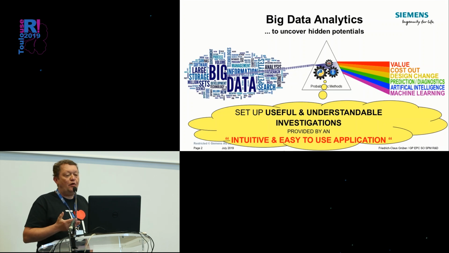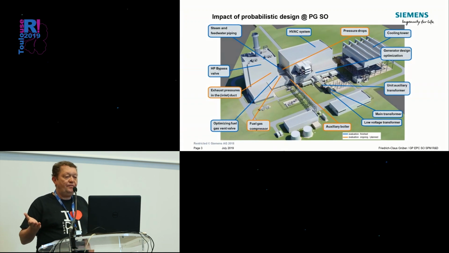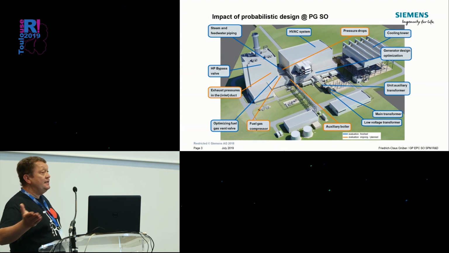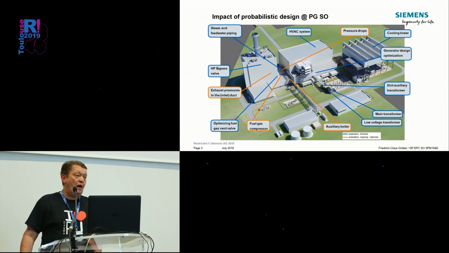For them, it's the most important thing to have something usable. So here we are in a power plant. You see some components of a power plant, and the first question an engineer is asking is: I investigate a component, for example, a main transformer, a boiler, or anything else.